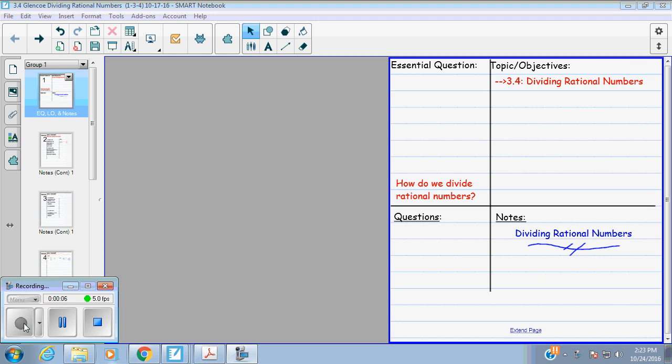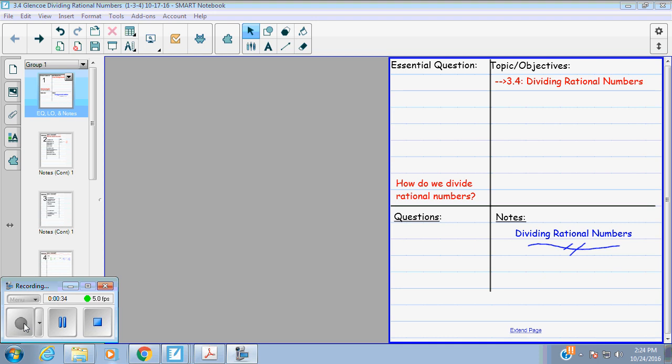This one is chapter 3.4 of our textbook, Dividing Rational Numbers. And our essential question is, how do we divide rational numbers? And remember that this year, we're focusing more on our use of fractions as rational numbers and less on decimals. So the homework will focus on fractions, but I do provide you the directions for decimals on this note as well, both of which are rational numbers. So pause right now and copy down what you see.